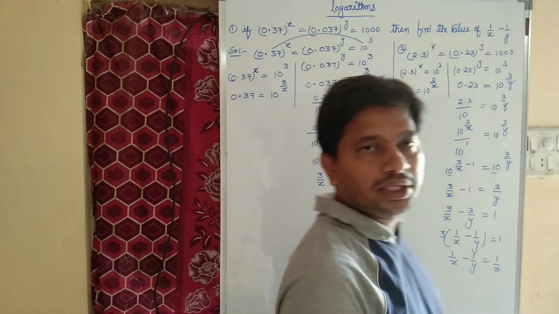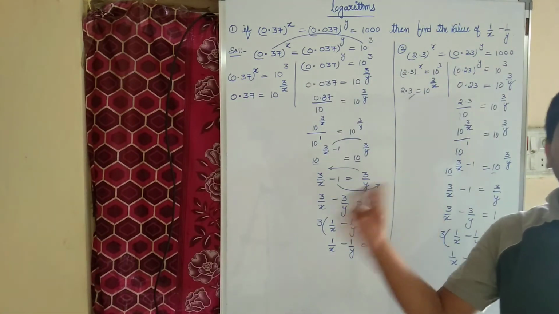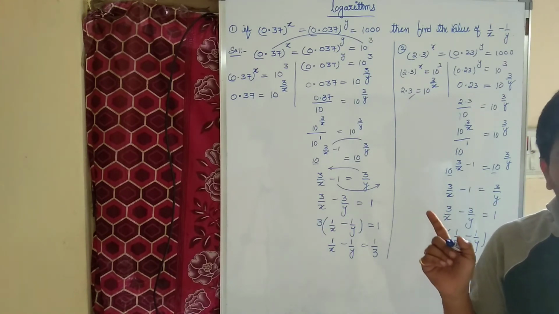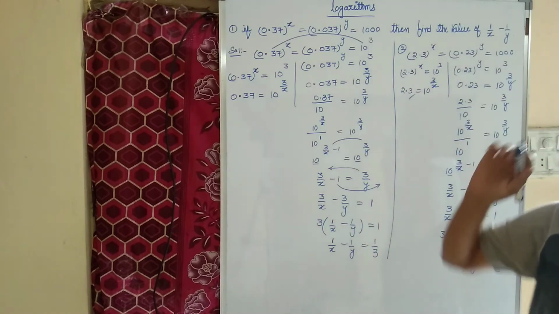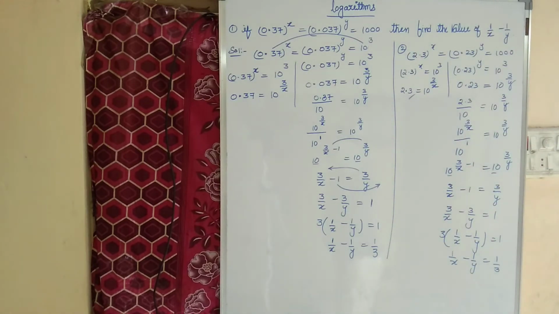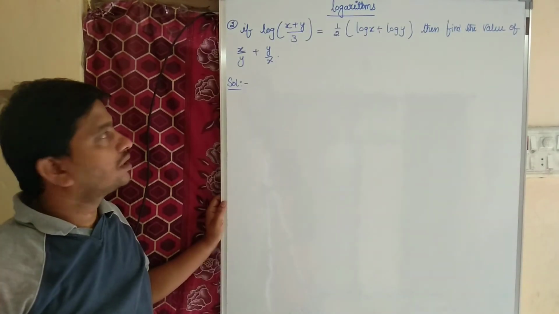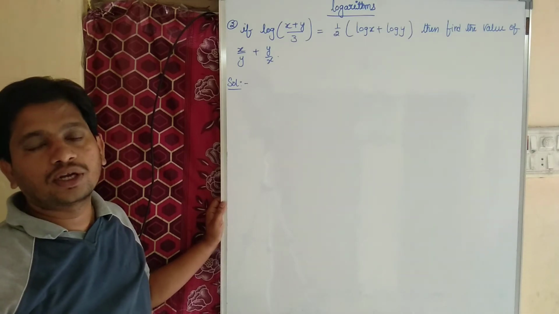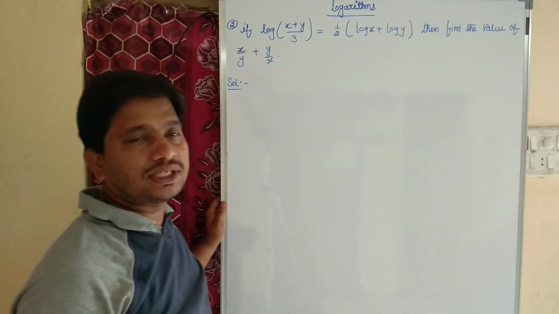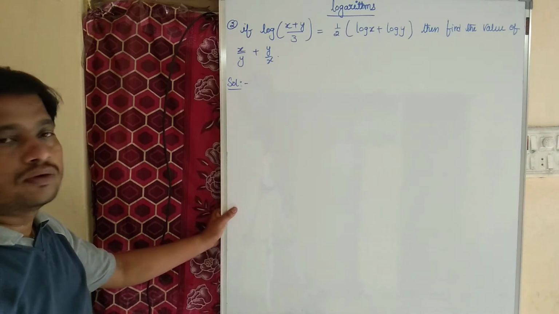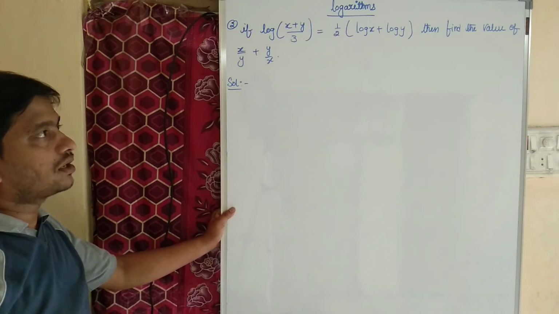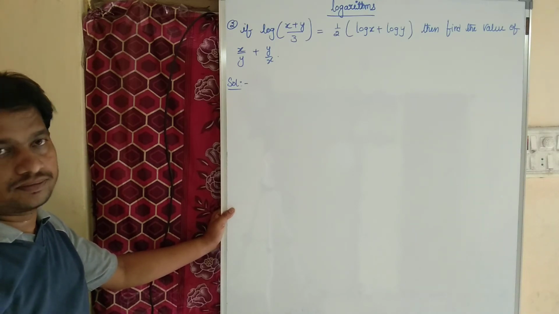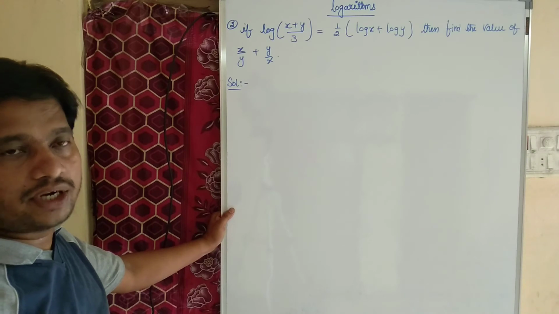Children, is it clear? This topic, whatever they ask the sum, we can do it easily. Okay, this is one of the most important topics. Now they are asking for 8 marks, children. Now coming to the second important topic from this logarithm. If log of x plus y by 3 equal to 1 by 2 into log x plus log y, then find the value of x by y plus y by x. Right? Whatever is given, that you write down first of all.